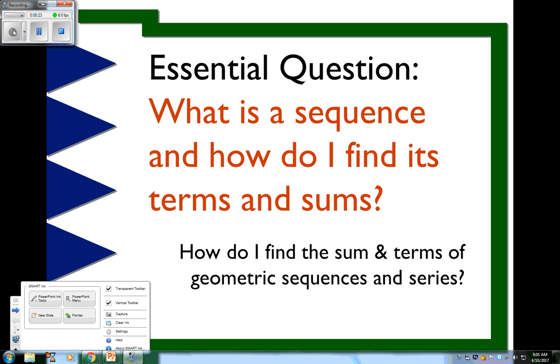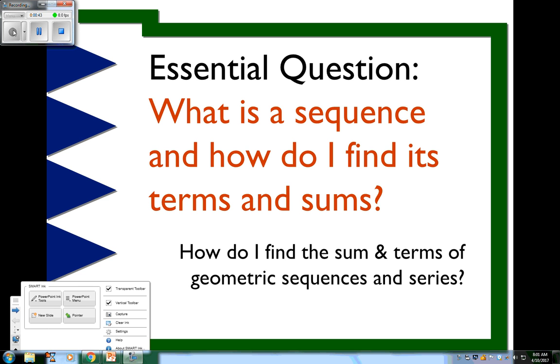Not a J. Hannah said it. A line. Linear. It's a linear function. Today we're going to talk about another type of sequence called geometric sequence. It's a type of function.